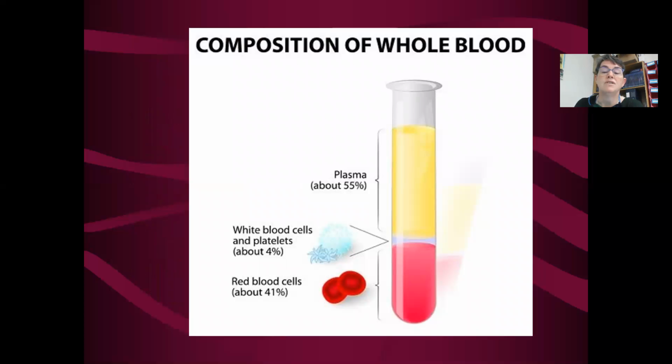All right, so composition of whole blood. The liquid part is about 55%. You've got your white blood cells and platelets is a small percent, and your red blood cells is about 41%. If you've ever gone to the doctor and they want an RBC count, red blood cell, that means they're looking to see what number you actually have. If you don't have enough, it's usually called anemia, and you get like really pale looking and tired all the time, and that's because you don't have enough red blood cells to carry the oxygen throughout your system.